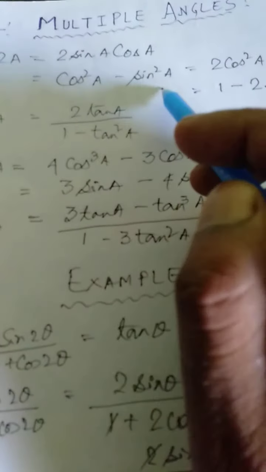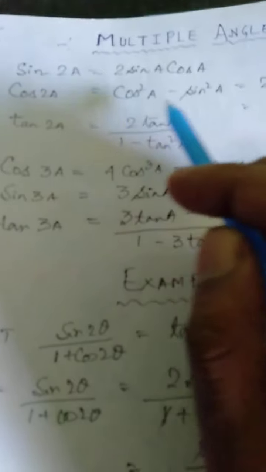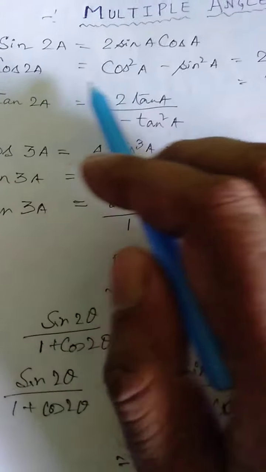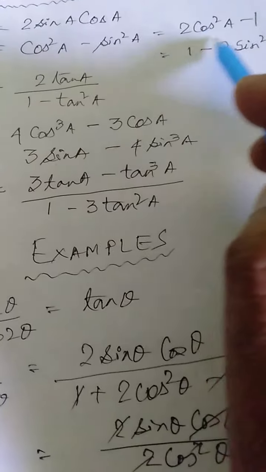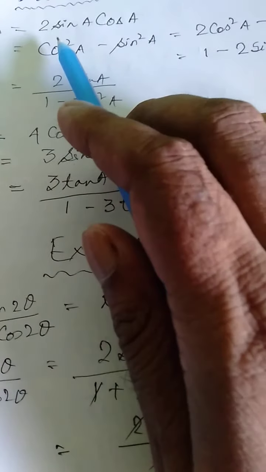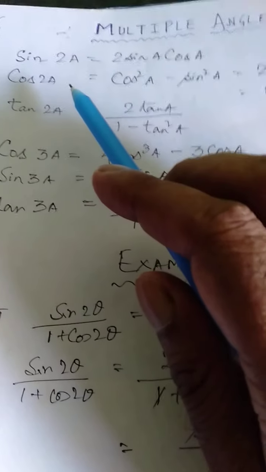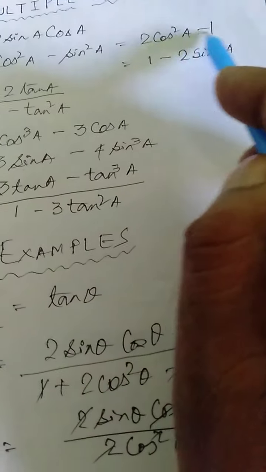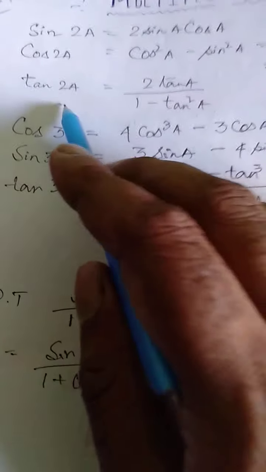So cos square A minus sin square A. We have cos (A plus B) equal to cos A cos B minus sin A sin B. In that formula, in place of B, you put A, you will get this formula. Now, this sin square A, you write 1 minus cos square A, you will get this formula. And in this cos square A, you write 1 minus sin square A, you will get this formula. So overall, there are three formulas. Cos 2A equal to cos square A minus sin square A, 2 cos square A minus 1, and 1 minus 2 sin square A.